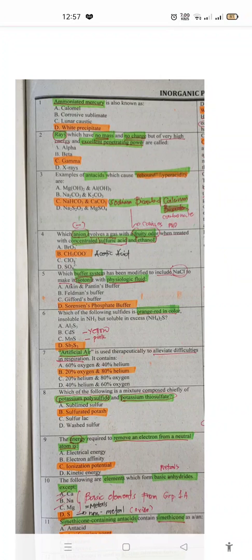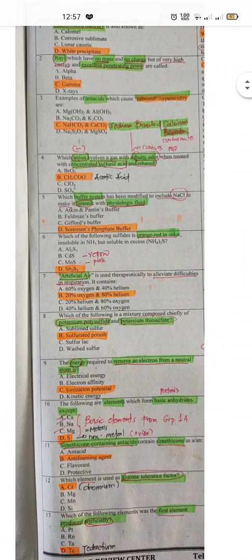Number 5, which buffer system has been modified to include sodium chloride to make it isotonic with physiologic fluid? The answer here is Sorensen's phosphate buffer. So, the Sorensen phosphate buffer system covers a range of 5.8 to 8 and has the greatest buffer capacity at 6.7. So, cover range ng phosphate buffer natin is 5.8 to 8, and it has the greatest capacity at 6.7 pH.